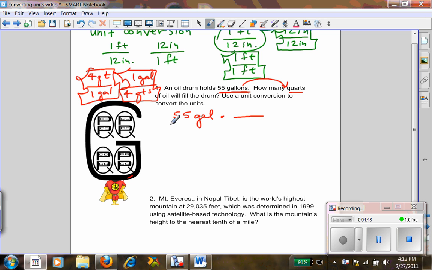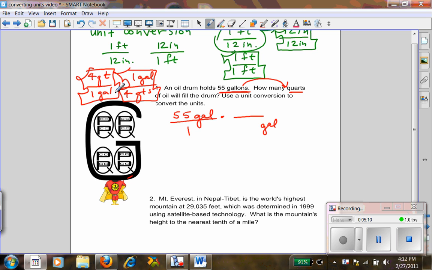So first, let's make this a fraction. I'm just going to put it over 1. If I want this unit to cross out to simplify before I multiply, that means what I have to do is put gallons in the denominator. This one's in the numerator. That means the gallons has to go in the denominator.